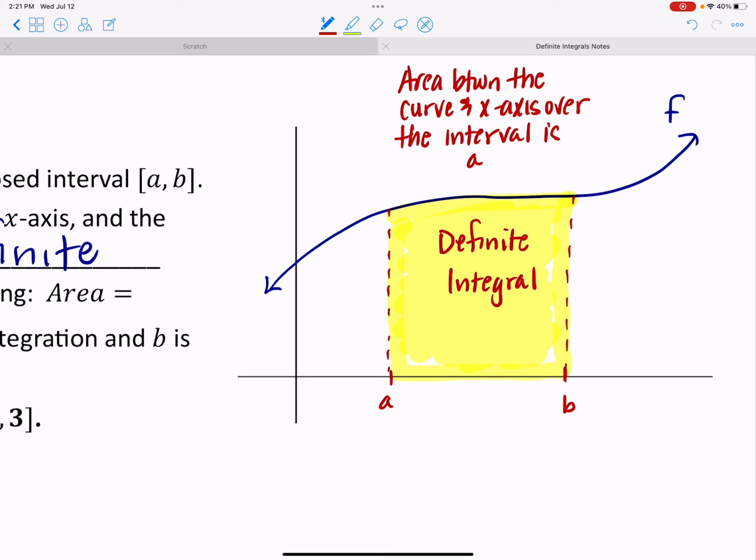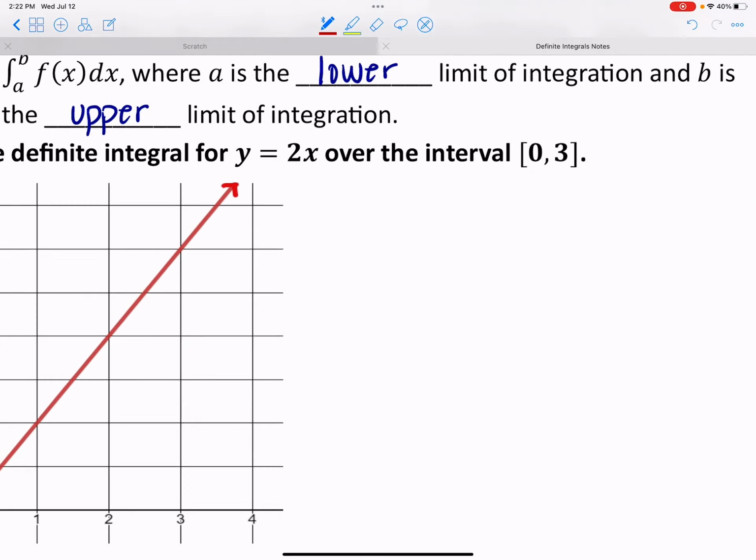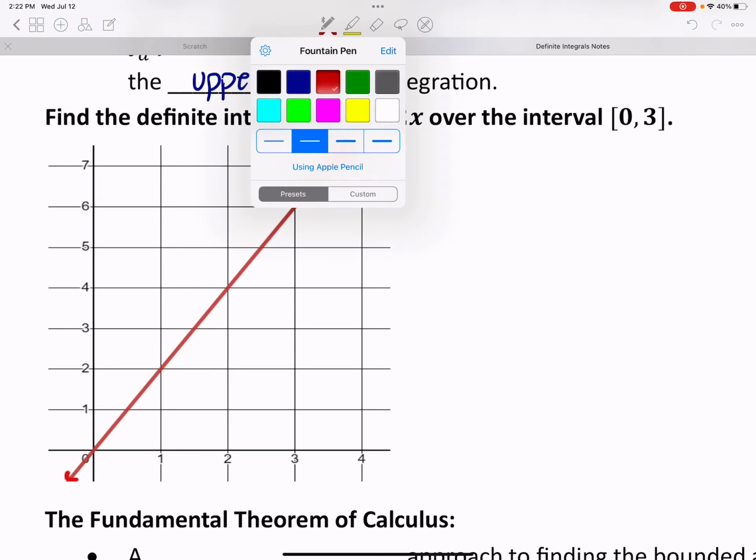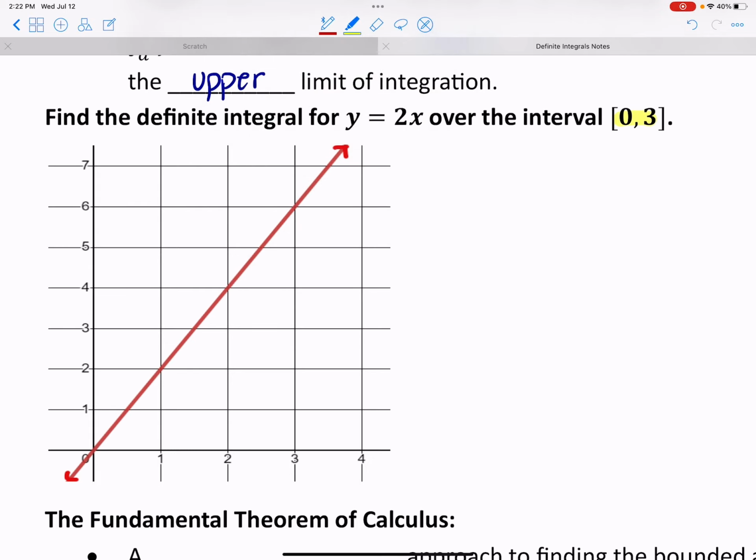Okay, so since this is a geometric thing, we're going to look at an example from a geometric approach, and then I'll show you why we actually need calculus in this. So for example, let's say I wanted to find the definite integral for y equals 2x over the interval from 0 to 3. Okay, I don't need any calculus for this. If my curve, my function is actually linear over the interval from 0 to 3, that's this interval here, then the area between that linear function and the x-axis on that interval is actually represented by this triangle.